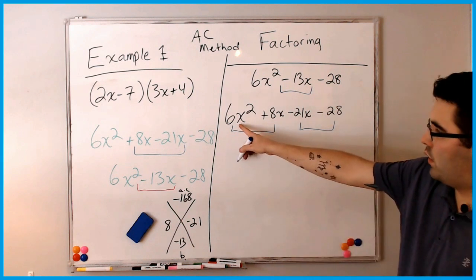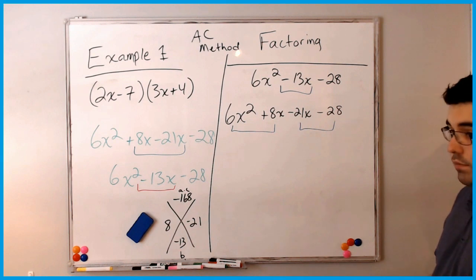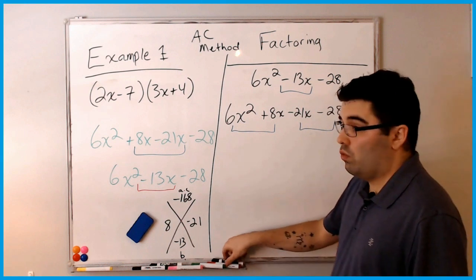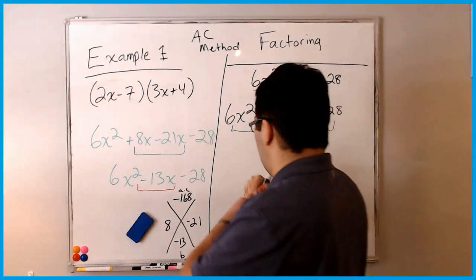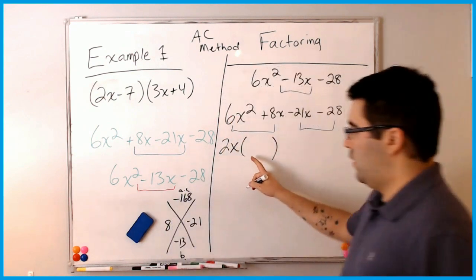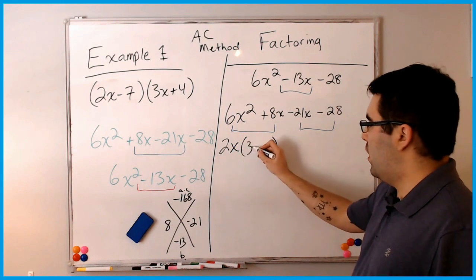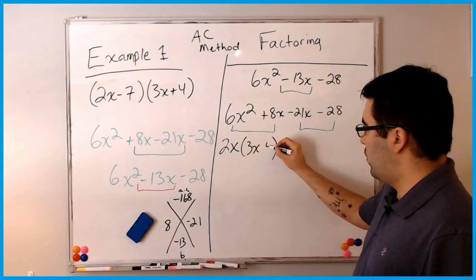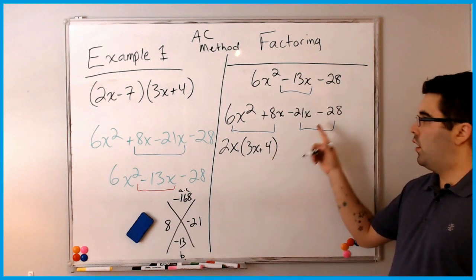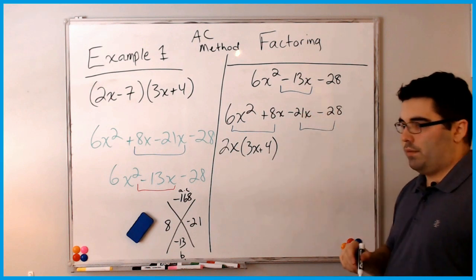Greatest common factor of 6x squared and 8x. X, definitely, and 2. So 2x specifically. So 2x comes out, and then I've got some parentheses. 2x times what is 6x squared? 3x. 2x times what is 8x? 4. And the cool thing about this method is now that we have 3x plus 4, over here, when you factor this, you should get the same thing in parentheses.